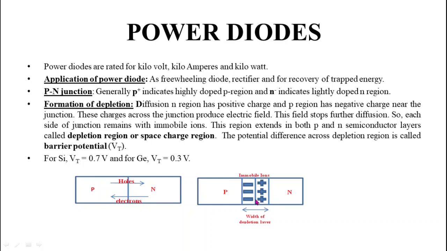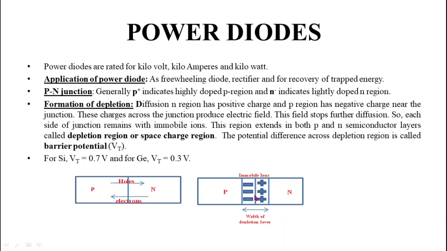Due to this diffusion, the N region has positive charge and the P region has negative charge near the junction. This is the junction. These charges across the junction produce an electric field. This field stops further diffusion of charges, so each side of the junction remains with immobile ions. This region extends into both the P and N region. This is the width of the depletion region, and this whole region is called the depletion region, or it is also known as the space charge region.